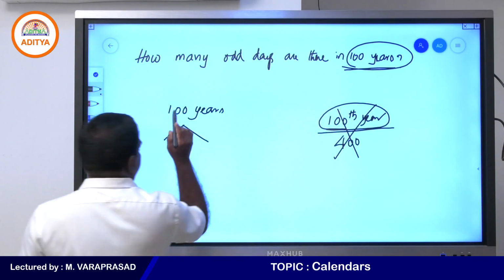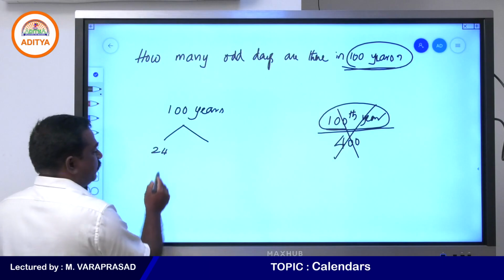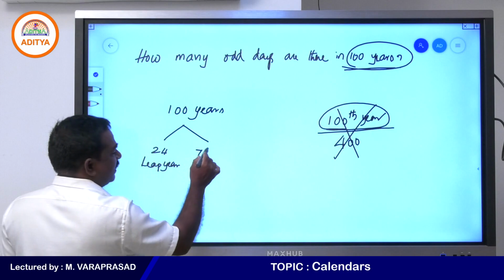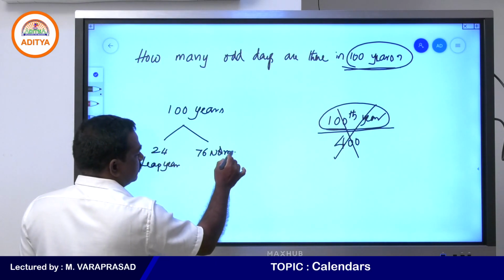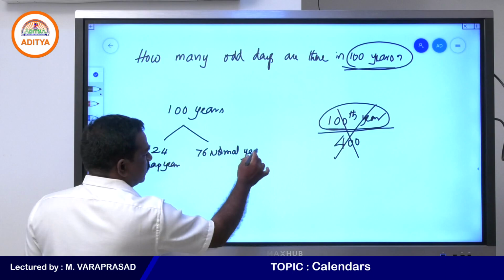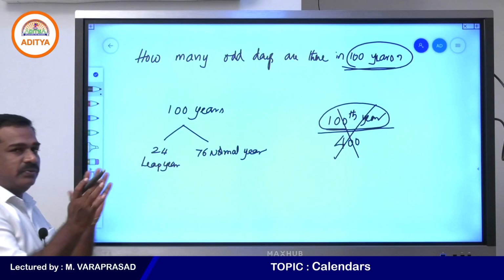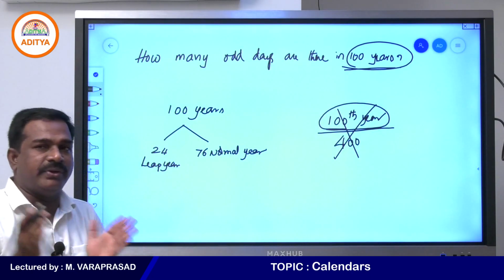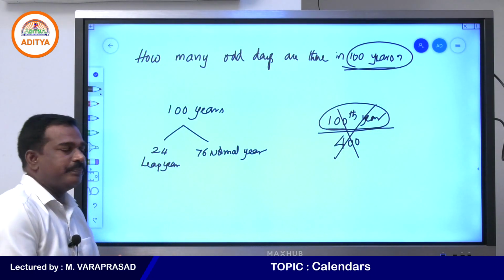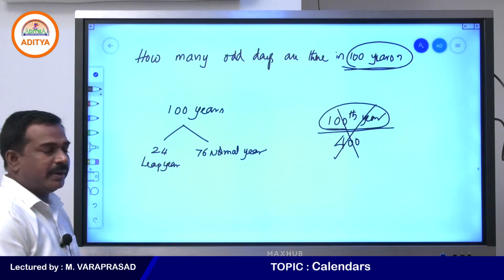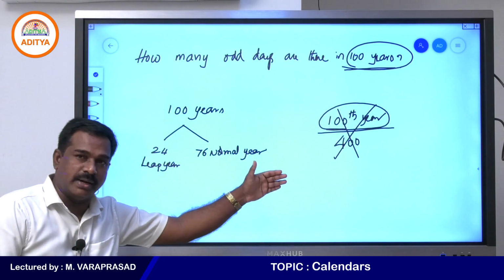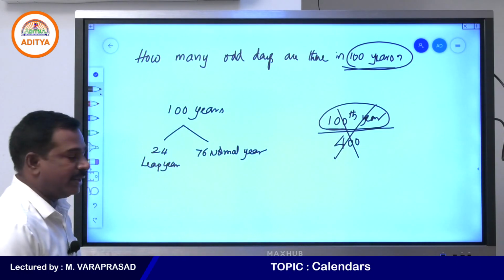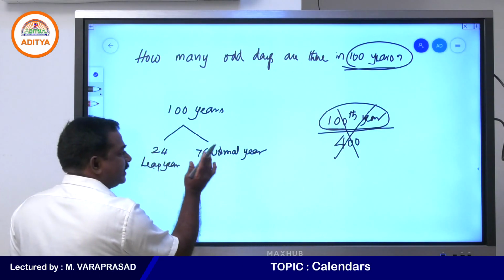Then here 24 4s will be there: 24 leap years and 76 normal, non-leap years. If you count 4, 8, 12, 16, 20, every 4 years is a leap year. So 24 leap years are there, because the 100th year is a century and is not divisible by 400. So up to 96, 24 leap years, 76 normal years.